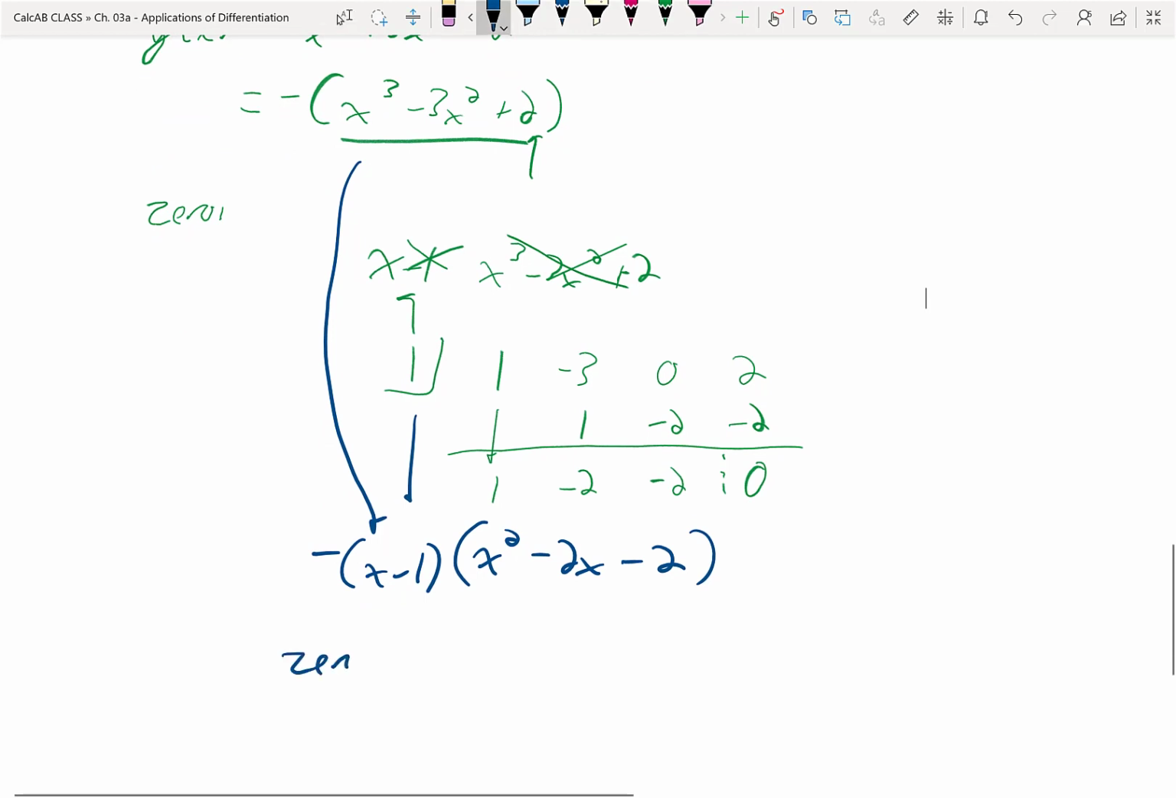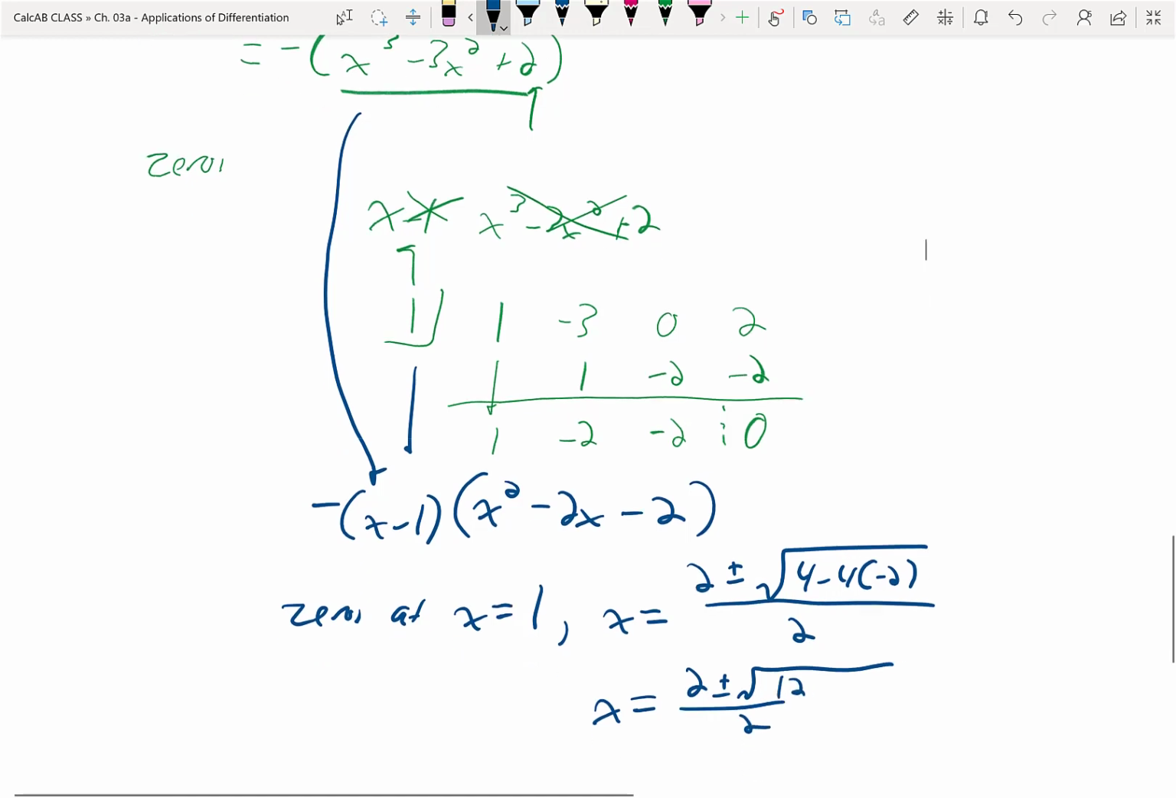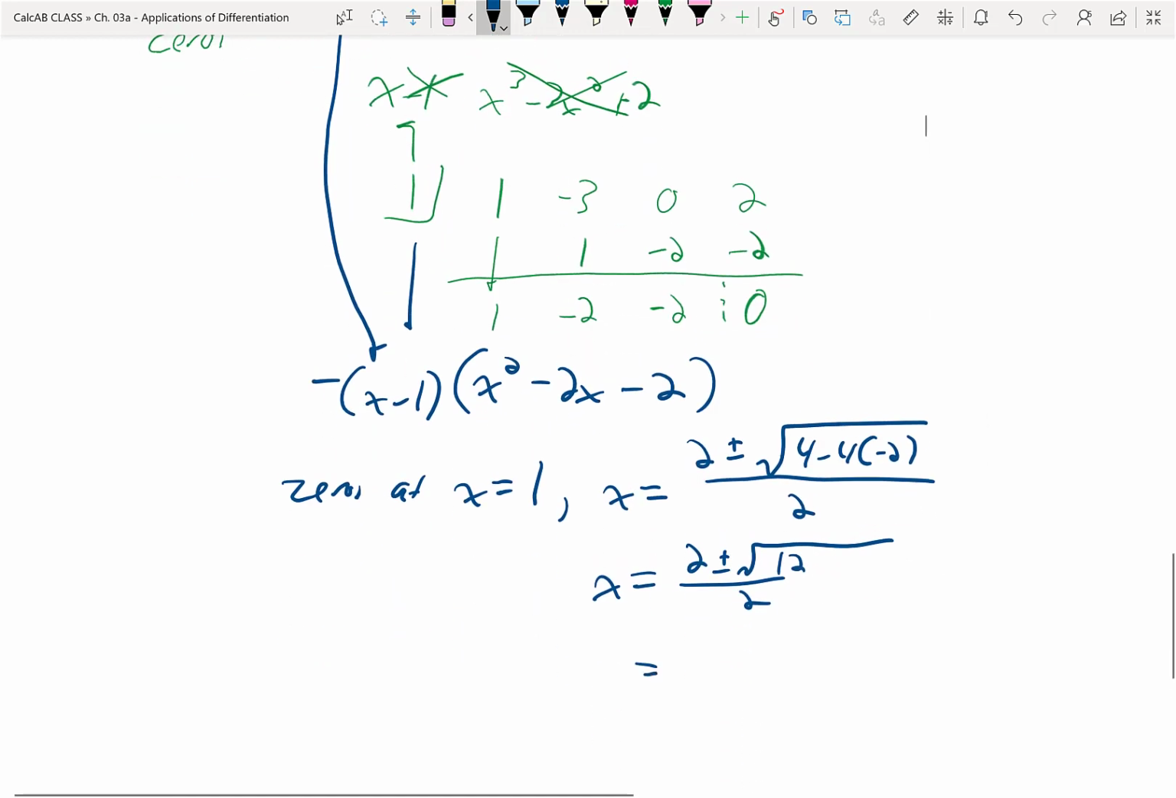So that means that I have zeros at x equals 1, and x is equal to, let's do the quadratic formula, 2 plus or minus the square root of 4 minus 4 times 1 times negative 2, all over 2. So I get x is equal to 2 plus or minus the square root of 12 over 2, or x is equal to 1 plus or minus, that would be 2 root 3, so root 3. And that's about, let's see, root 3 is about 1.7, so that's about 2.7, or negative 0.7.